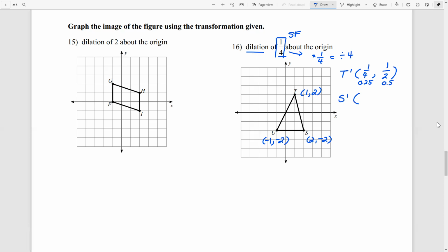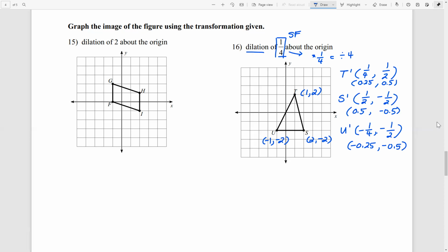S prime, instead of a 2, -2, I'm going to get a 1/2, -1/2. Decimal form, that means we will have 0.5, comma, negative 0.5. And then lastly, my coordinate u, my dilated version with the scale factor of 1/4 is going to become a negative 1/4, comma, a negative 1/2. Decimal form, you'll see it as negative 0.25, comma, negative 0.5.